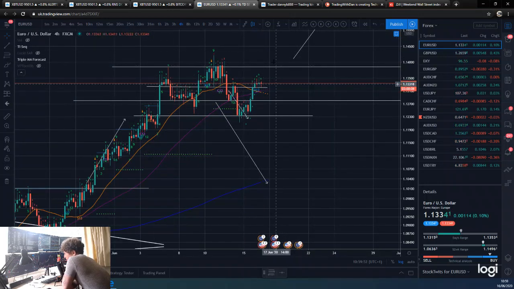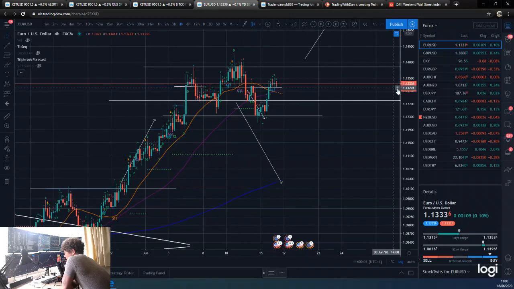If we break above here, you just want to get long. If we get a 4-hour 9, obviously sell. Breaking above there would be get long, so stop and reverse your position. But yeah, that's kind of what I'm looking at here.